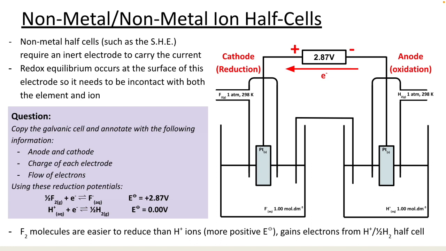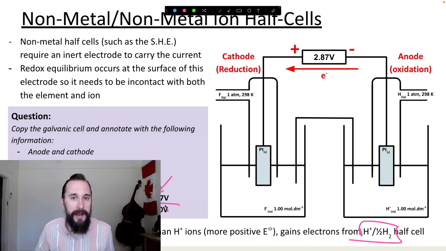So this is saying that the fluorine molecules are easier to reduce than the hydrogen ions, because we got that more positive reduction potential. So we gain the electrons from the standard hydrogen electrode, and we can assign that a reduction potential of plus 2.87, just obtaining these values experimentally.